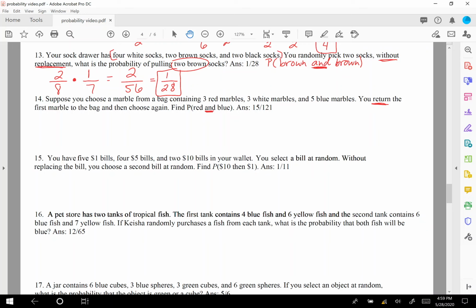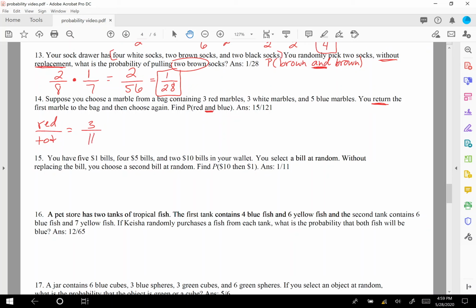So first, probability of red. So how many red are there? So we want red out of the total. So there's 3 red, and then add it up. 3 plus 3 is 6, plus 5, there's 11. Okay, there's 3 out of 11.